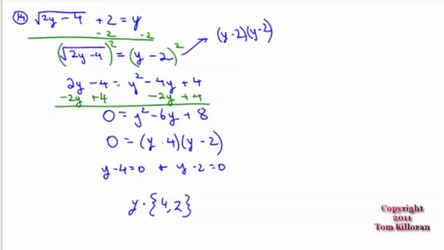So take 4: 2 times 4 is 8, 8 minus 4 is 4, square root of 4 is 2. And then 4 minus 2, of course, is 2. So 4 works perfectly fine.